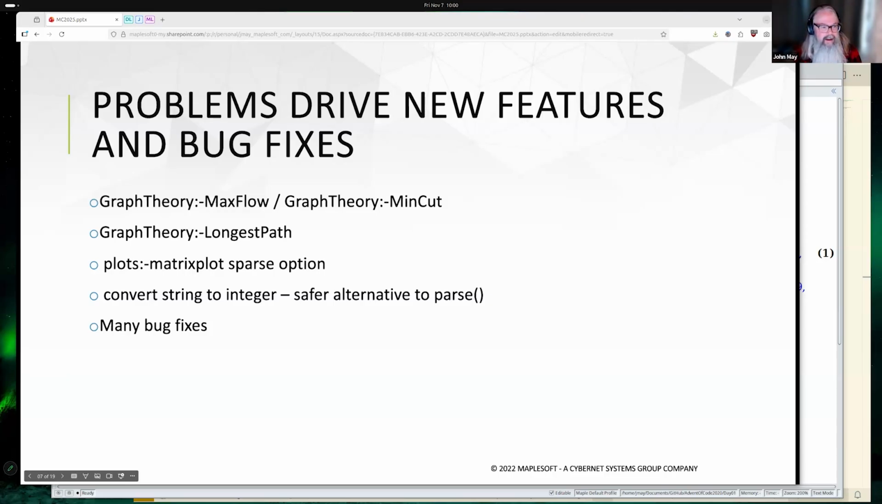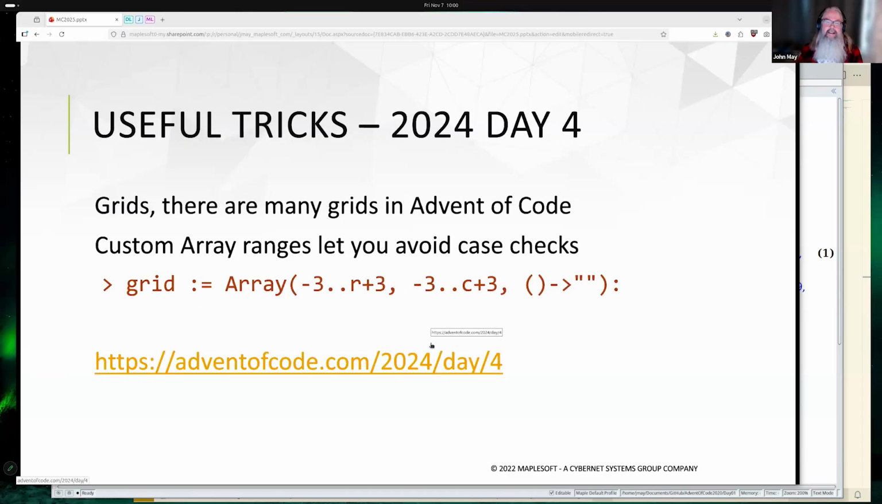All right, so let's talk about some useful tricks that syntax candy in Maple gives you. So this is a trick. I'm going to show you the problem from last year on day 4.